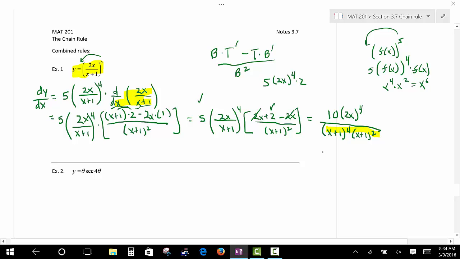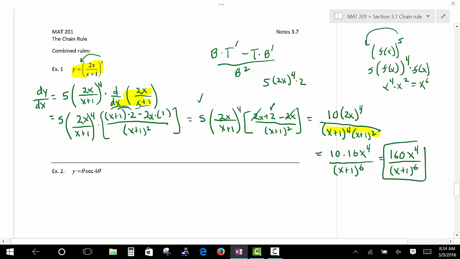So probably the best final answer on this would be like this. Now you can multiply this out. I think I'm going to go ahead and do this. So 2 to the 4th is 16. Then you would have x to the 4th. Then you could put this all over x plus 1 to the 6th. So probably the best answer would be 160 x to the 4th over x plus 1 to the 6th. Okay, so the algebra really comes from these things.